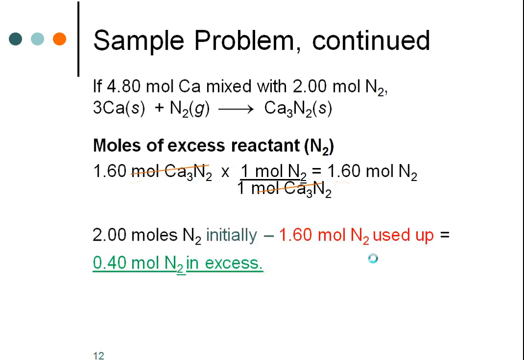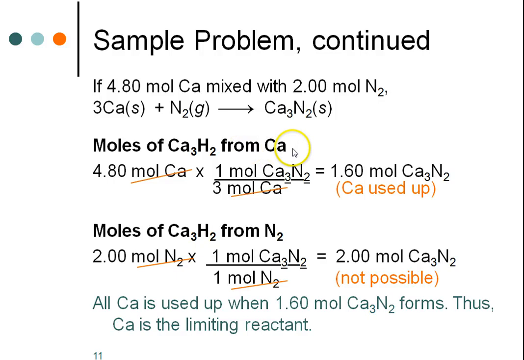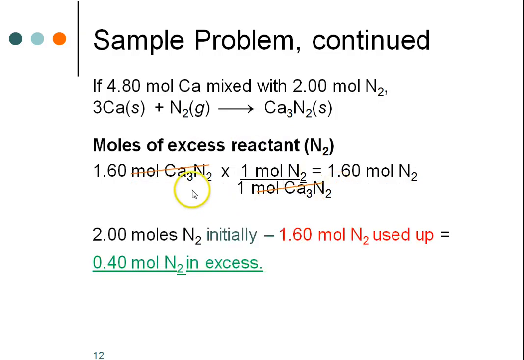Now, how much excess reactant do you have? Well, the nitrogen has to be in excess because calcium is limiting and it's all used up. I started off with 1.60 moles of product. This is the number that I got from that previous step. So I start with that. I figure out how many moles of nitrogen it takes to make that. It turns out the exact amount. It's a 1-to-1 ratio. This, of course, comes from the balanced equation, 1-to-1. So I had to use up 1.6 moles of nitrogen to make that. So if I've got 2 moles of nitrogen initially, and I've used up 1.60 moles of nitrogen, the amount left over must be the amount that's in excess, which in this case is 0.40 moles of nitrogen.